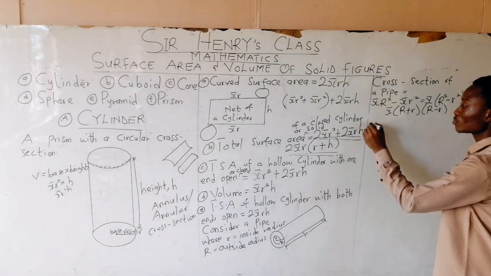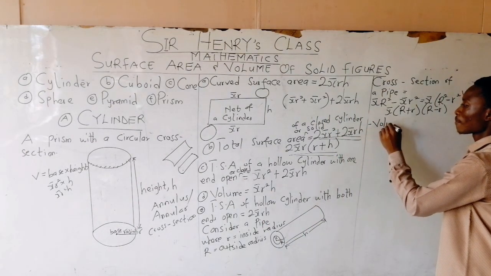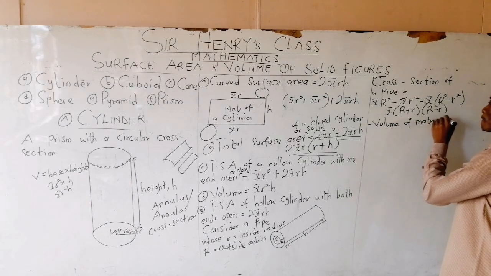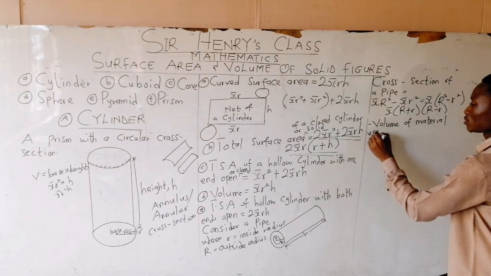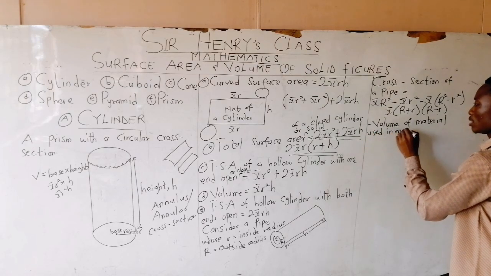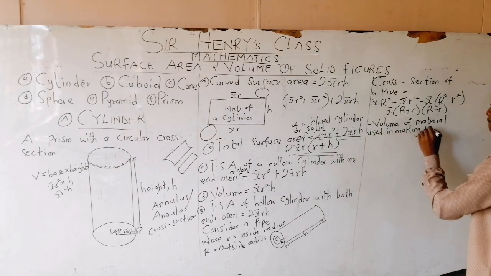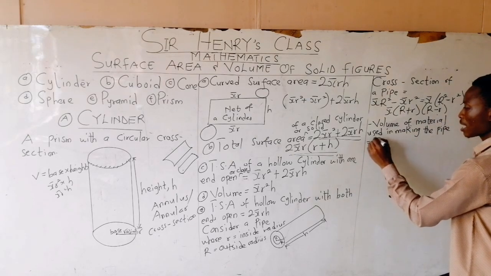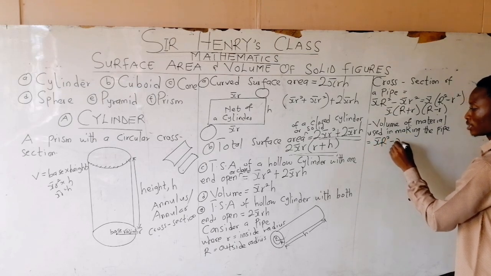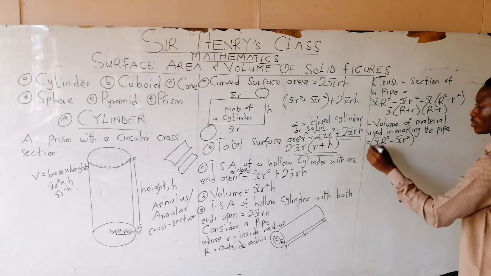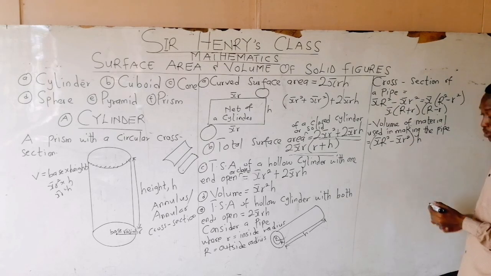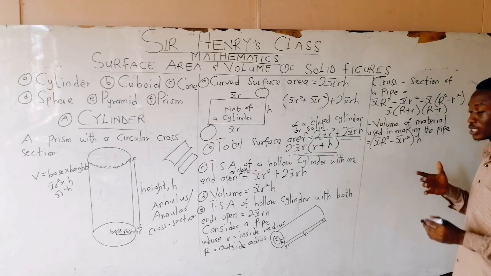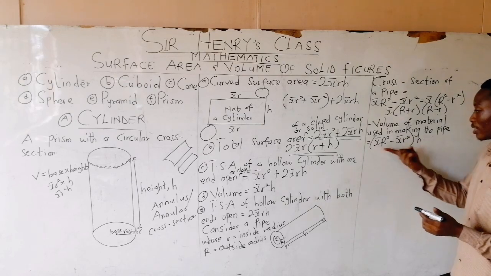So the volume of material used in making the pipe is given by pi R squared minus pi small r squared, multiplied by the height. Or someone may write pi R squared h minus pi r squared h. This is also accepted.